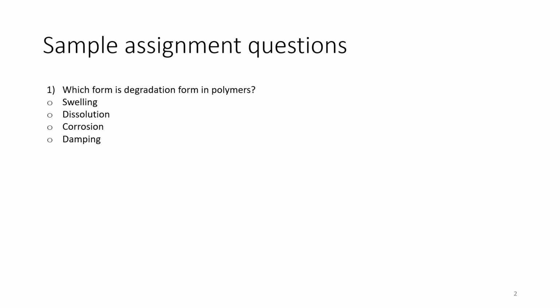Okay, so the first question is, if you know the answer, you can unmute yourself and tell what you think is the correct answer. Which form is a degradation form in polymers? Your options are swelling, dissolution, corrosion, and damping. So which one should be the correct answer here? Okay, so swelling would be the correct answer.